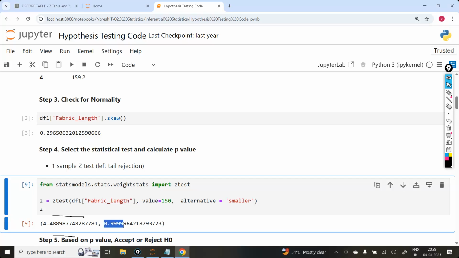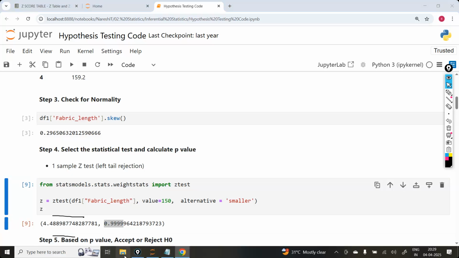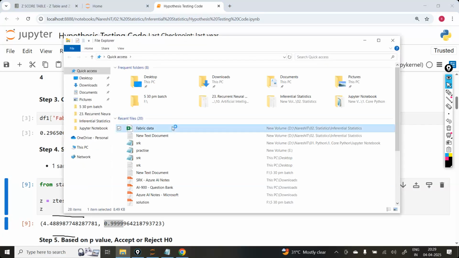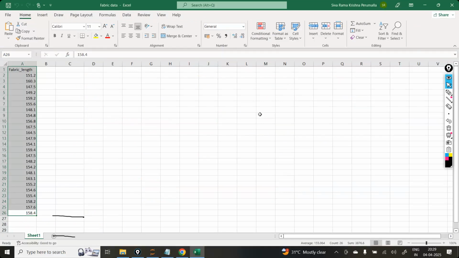Clear? Whatever you have seen with your eyes, you have concluded that yes, most of the shirt bits, I mean, most of the fabric are having more than 150. What you have concluded? Same answer. According to the null hypothesis test also, it is giving the same.